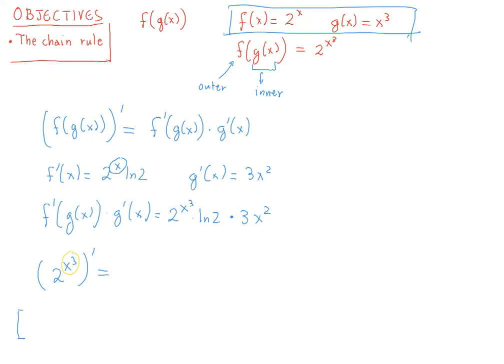We would ask ourselves, if we had 2 to the y, and y was a regular variable, then what would be the derivative of 2 to the y? And of course, the answer is 2 to the y ln 2, right? And that's exactly what we write. But instead of ever writing y, we just write the inner function, meaning we write 2 to the x cubed times ln 2. And then we multiply by the derivative of what we designated as the inner function. In this case, the derivative of x cubed, which is 3x squared.